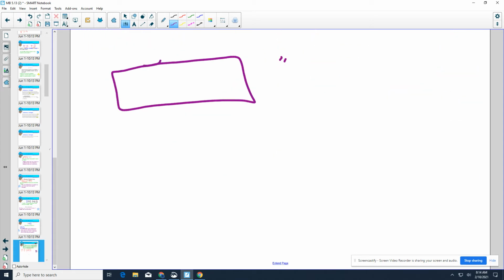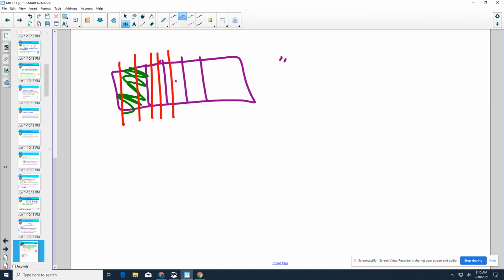So if I make it into fifths first, 1, 2, 3, 4. Okay, 1, 2, 3, 4, 5. Not very even, but it works for what we're doing. And you're splitting it among 3 family members. You got to do it for each fifth.